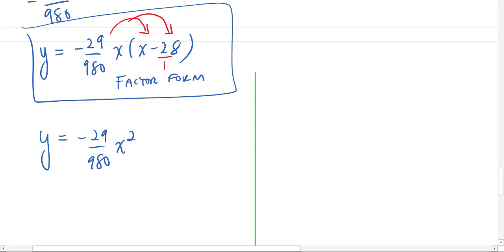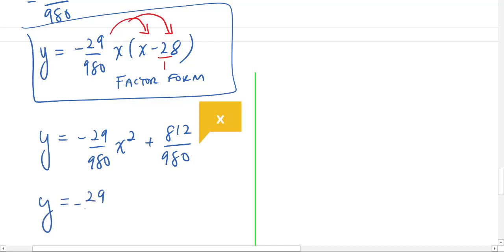So when you multiply fractions, numerator by numerator, denominator by denominator. So I get 29 times 28. I'm going to need my calculator for that one. I believe that's 812. And then 980 times 1 is 980.